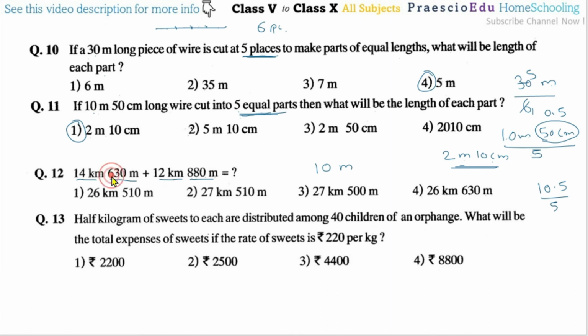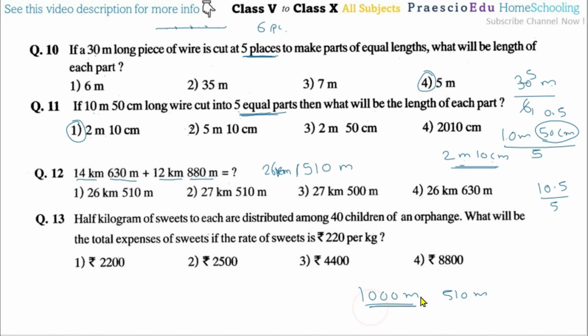So 1 plus 6 is 7, plus 8 is 15. Then 12 plus 14 is 26 kilometer. Now this is 1510 meter. As we know, 1000 meter is equal to 1 kilometer. So from this 1510 meter, we will take out the 1000 meter separately. So this is 1000 meter and then 510 meter.